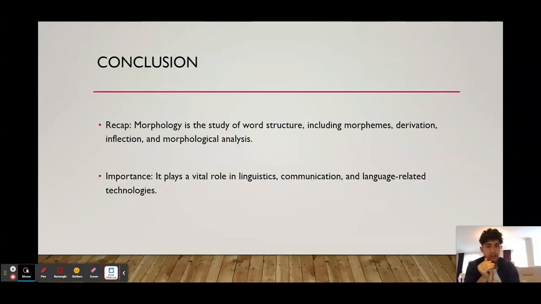Conclusion. The last part, recap. Morphology is the study of word structure, including morphemes, derivation, inflection, and morphological analysis. It plays a vital role in linguistics, communication, and language-related technologies.